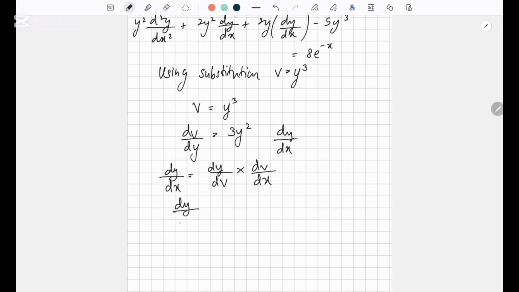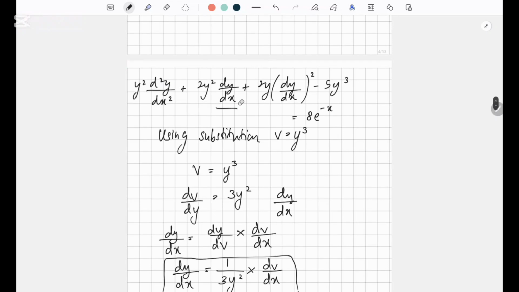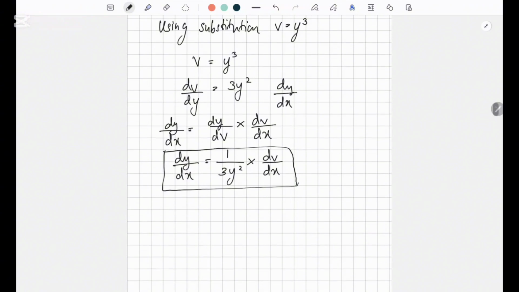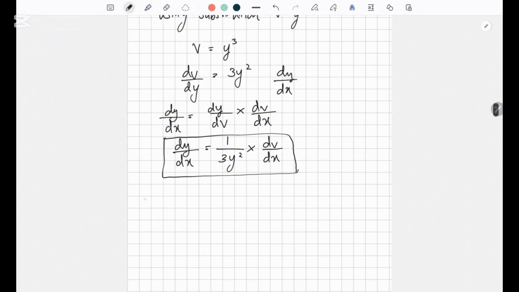So dy over dx equals dy over dv. But we have dv over dy, so it's going to be the reciprocal, right? 1 over 3y squared times dv over dx. Now we found a substitution for the first derivative, right? So instead of dy over dx, we can straight away put this in. So now let's find a substitution for the second derivative.